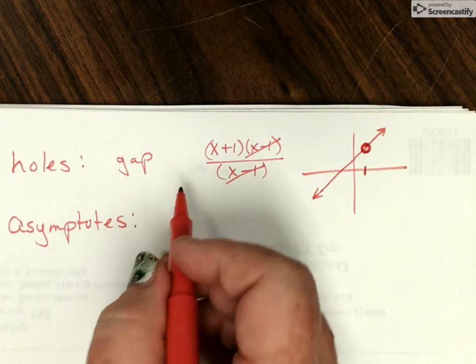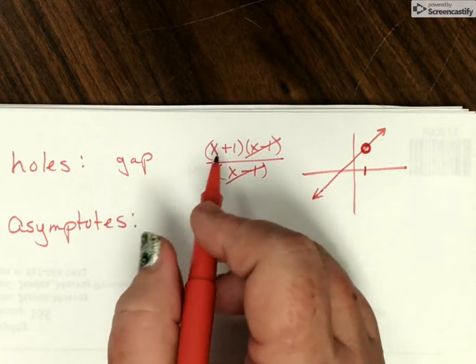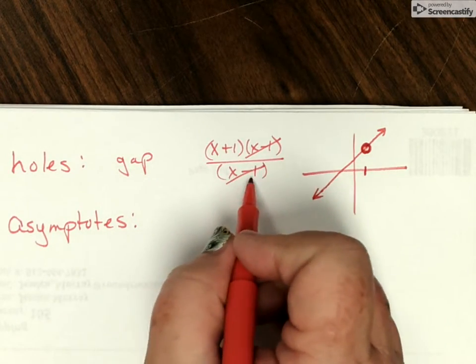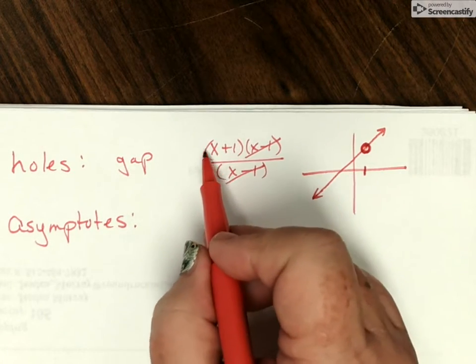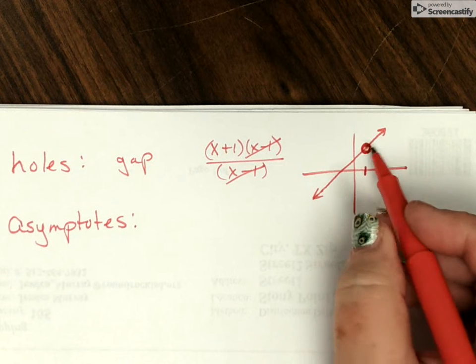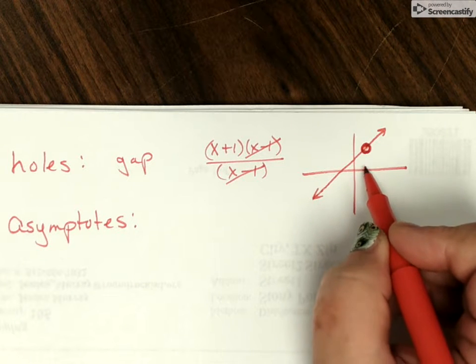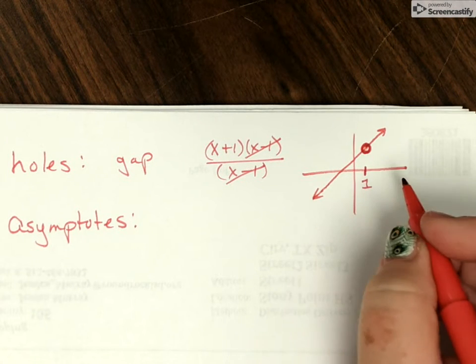And so to graph the original problem, which I think was x squared minus 1 over x minus 1, it would look like the line x plus 1. See what's left when we simplified. It would look like that line, but there would be a hole right here at 1.